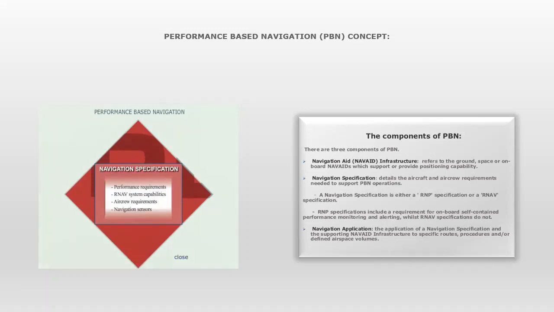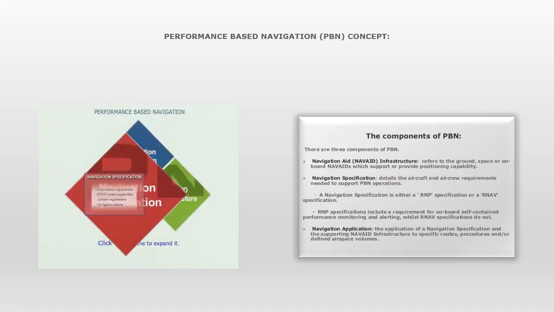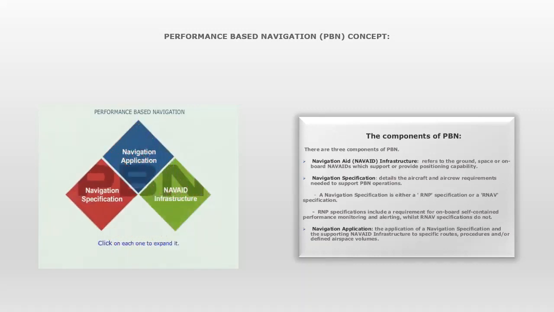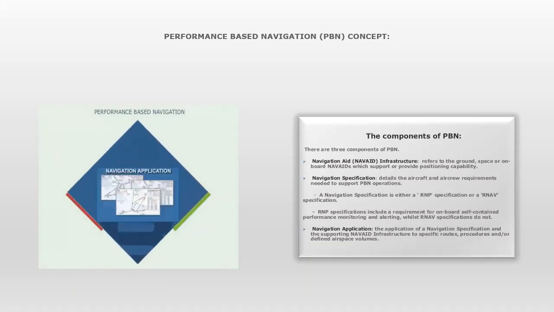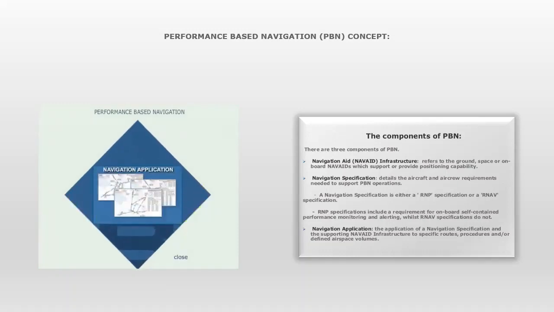A navigation specification is either a RNP specification or a RNAV specification. RNP specifications include a requirement for onboard self-contained performance monitoring and alerting, whilst RNAV specifications do not. Navigation application: the application of a navigation specification and the supporting nav aid infrastructure to specific routes, procedures and/or defined airspace volumes.